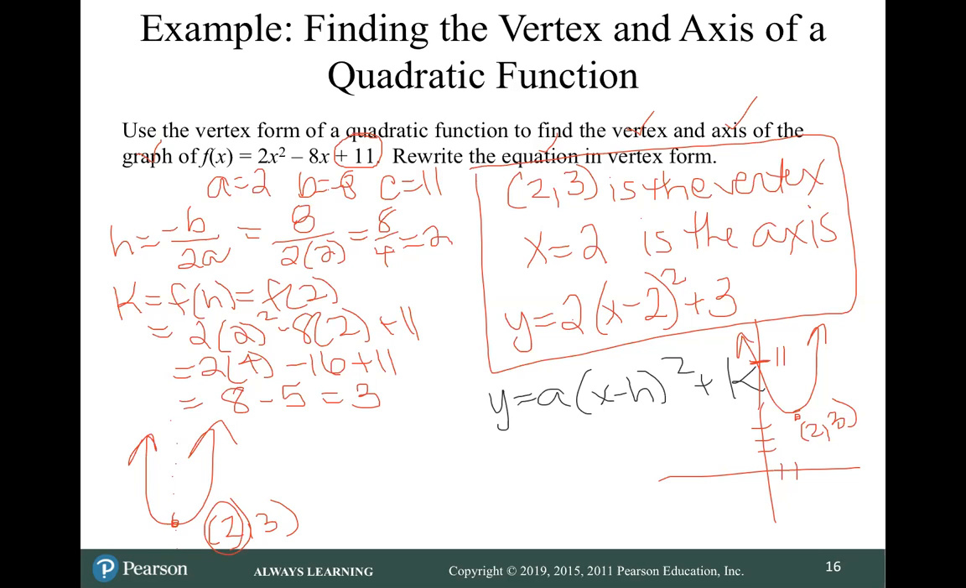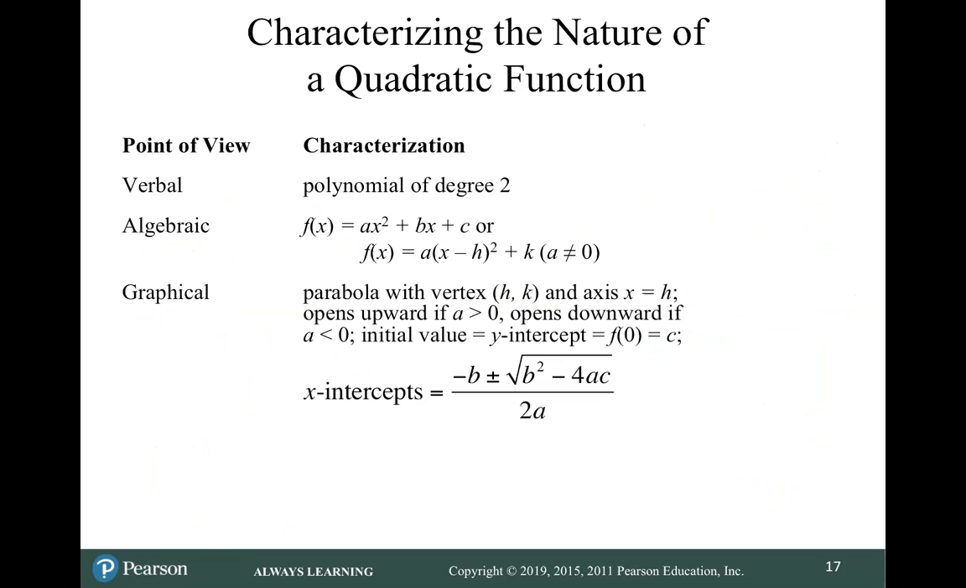All right, we're almost done. On our next slide here, we're looking at the characteristics of a quadratic function. So we looked at the characteristics of a linear function as well, right? The quadratic function characteristics are going to be different, but some of them are kind of similar. So verbally, we can say it's a polynomial of degree 2. That's what makes it quadratic.